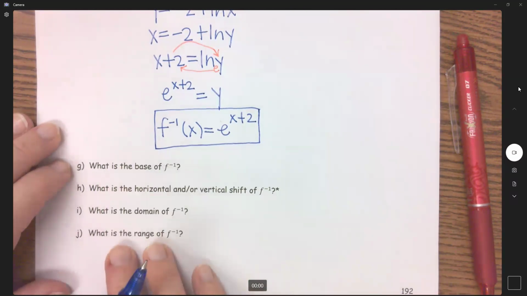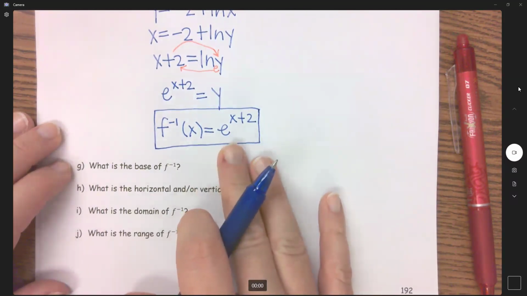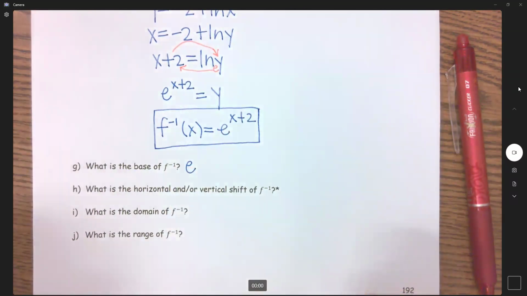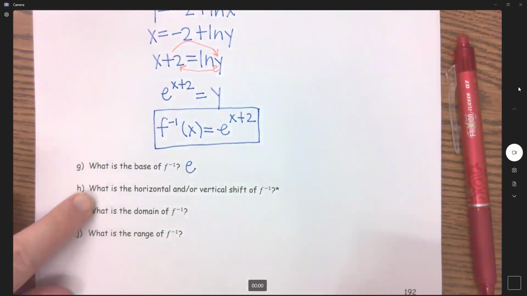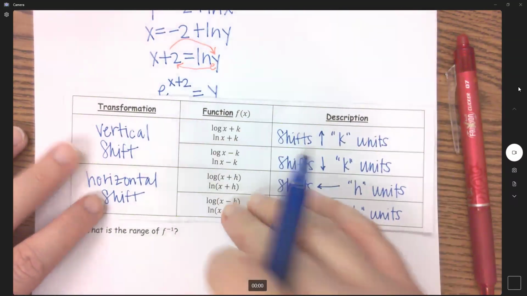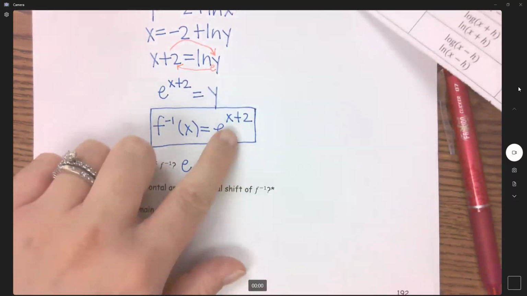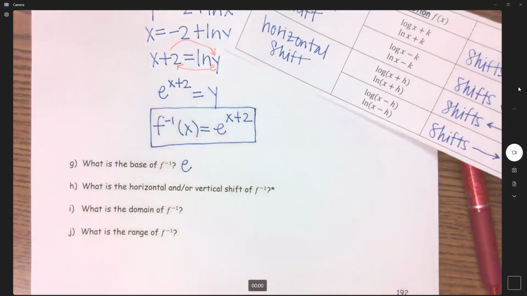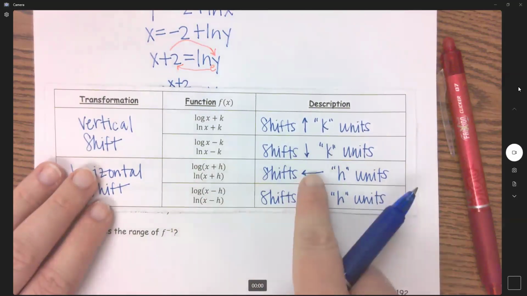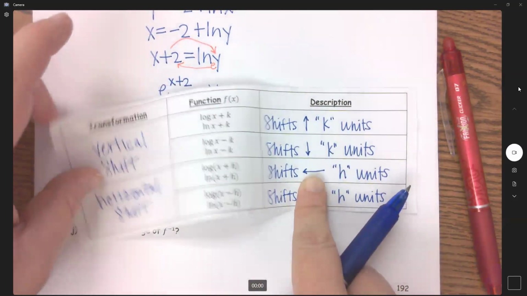So these next four have to do with our inverse function. What is the base of this inverse? It is still e. What is the horizontal and or vertical shift? Again, these are all logs that behave the same way. Because this x plus 2 is in the exponent position, it means it's within that function. So plus 2 makes it go to the left 2.